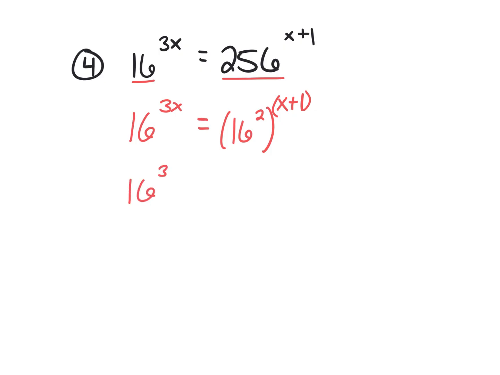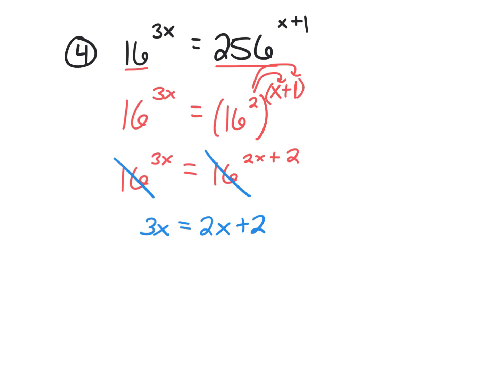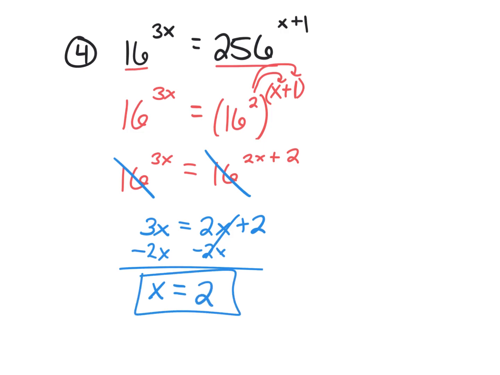Yep. So remember, on that right side, I have to distribute. So 2 times x, 2x, 2 times 1, 2. Now we have common bases. What do I do from here? They can cancel, so I'm left with... Awesome. How do I solve this here? Subtract 2x. So we have x equals 2.